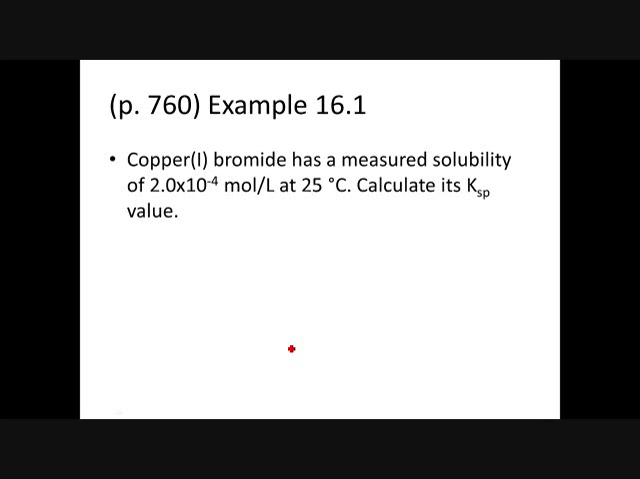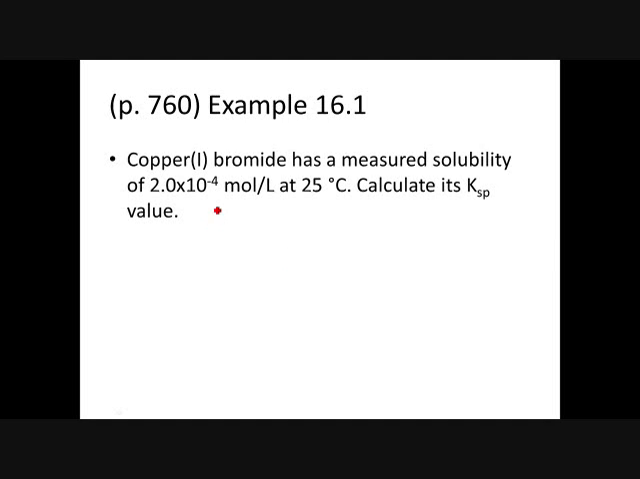Now I'm going to do example 16.1, which is on page 760 in your textbook. You're more than welcome to go and look at that, but I know sometimes reading the textbook might not make sense, so if we talk through it, maybe that will make better sense. Copper(I) bromide has a measured solubility of 2.0 times 10 to the negative 4 moles per liter at 25 degrees Celsius. We want to calculate its Ksp value.